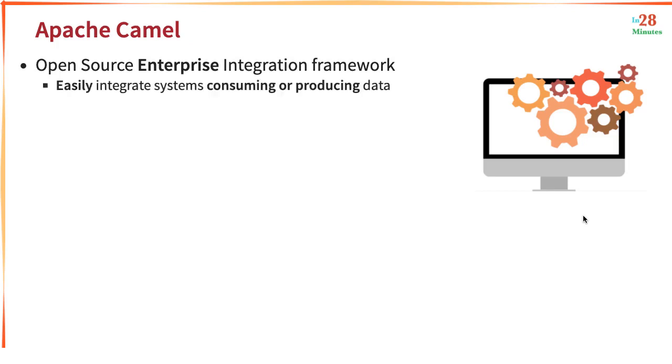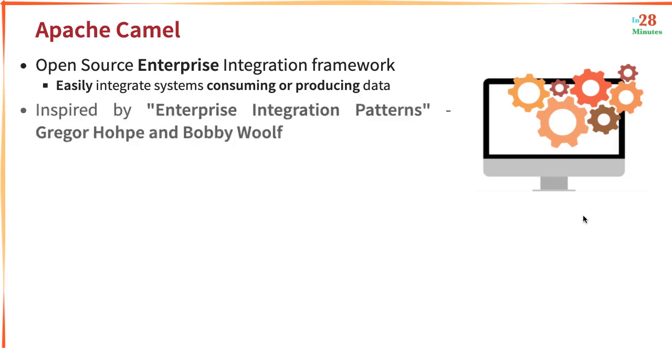You can easily integrate systems which are consuming or producing data. Apache Camel is actually inspired by a book called Enterprise Integration Patterns. Gregor Hohpe and Bobby Woolf wrote this amazing book with all the patterns that are involved in doing enterprise integration. And Apache Camel is inspired by that book. In the last decade, we have evolved to microservices architectures. And a lot of enterprises today use cloud to deploy their applications. In addition to the patterns which are in the book Enterprise Integration Patterns, Apache Camel also helps you to implement patterns around microservices architectures and cloud.